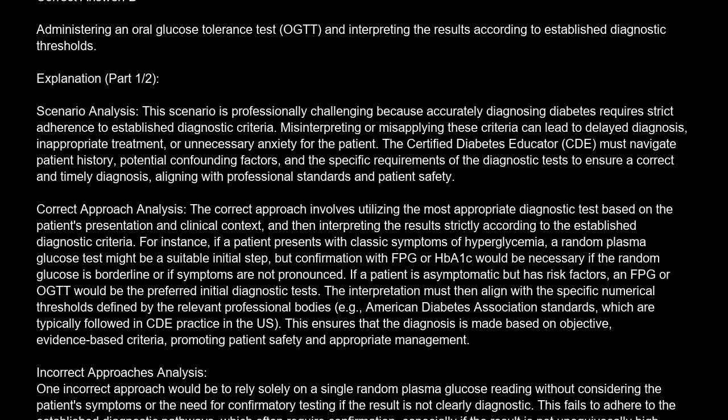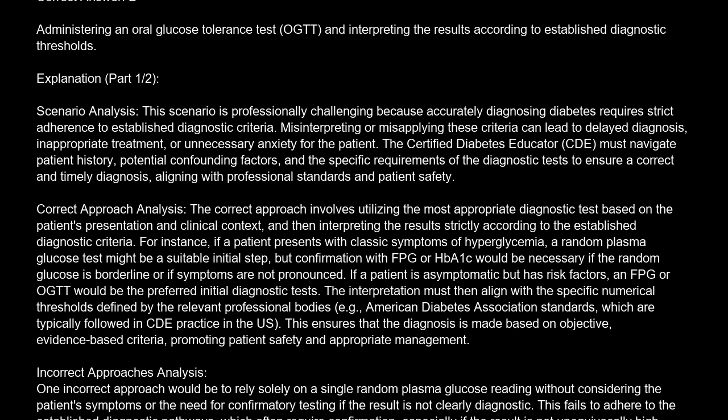The correct answer is B. Administering an oral glucose tolerance test (OGTT) and interpreting the results according to established diagnostic thresholds. Explanation: Scenario analysis. This scenario is professionally challenging because accurately diagnosing diabetes requires strict adherence to established diagnostic criteria. Misinterpreting or misapplying these criteria can lead to delayed diagnosis, inappropriate treatment, or unnecessary anxiety for the patient. The Certified Diabetes Educator (CDE) must navigate patient history, potential confounding factors, and the specific requirements of the diagnostic tests to ensure a correct and timely diagnosis, aligning with professional standards and patient safety.